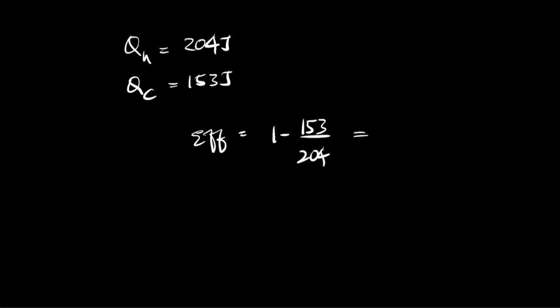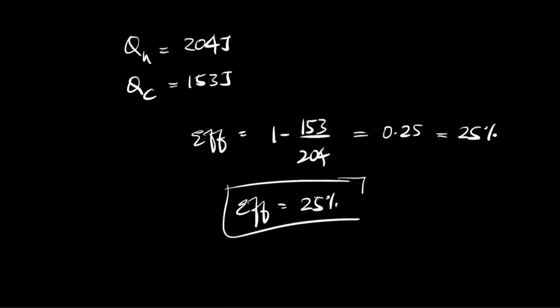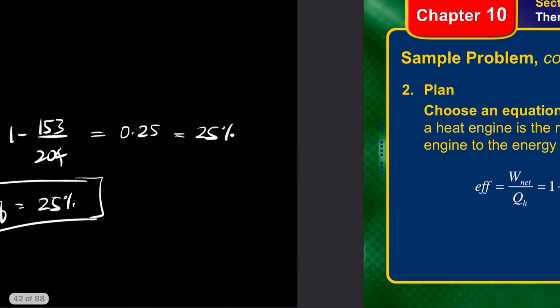So now we have 1 minus 153 over 204, which gives you a value of 0.25, which when written in percentages is 25%. So the efficiency of that engine is 25%. So this is how you can solve the problem.